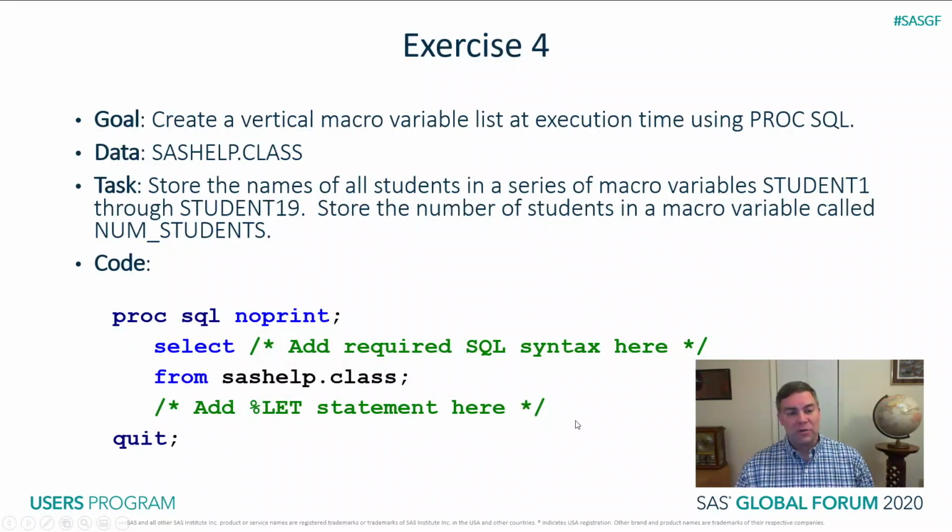Our 4th exercise will be to create a vertical macro variable list using PROC SQL. And this is going to be just like exercise 3. We're going to get the names of the students from sashelp.class, but this time we're going to put them in separate macro variables, student1 through student19. And of course, we'll also create a macro variable called num students that tells us how many students are in our list.